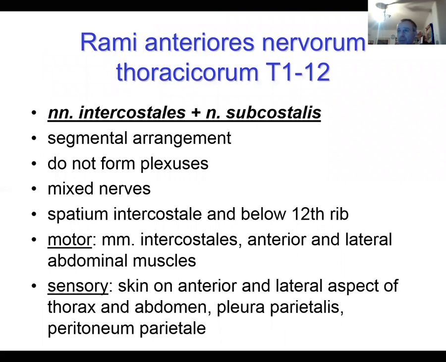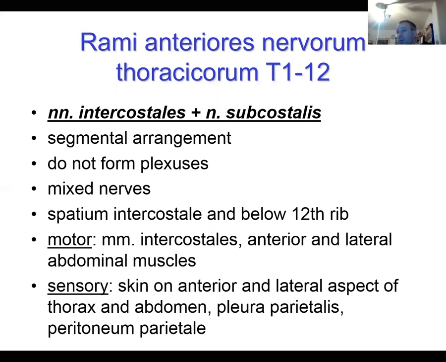Now let's talk about thoracic spinal nerves. The thoracic spinal nerves keep their segmental arrangement. Why? As we have the ribs, there is no space for muscles to intermingle, so they keep their arrangement as well, the intercostal muscles, so the nerves do not form plexuses. We have 11 pairs of intercostal nerves, and the last, below the 12th rib, is called subcostal.